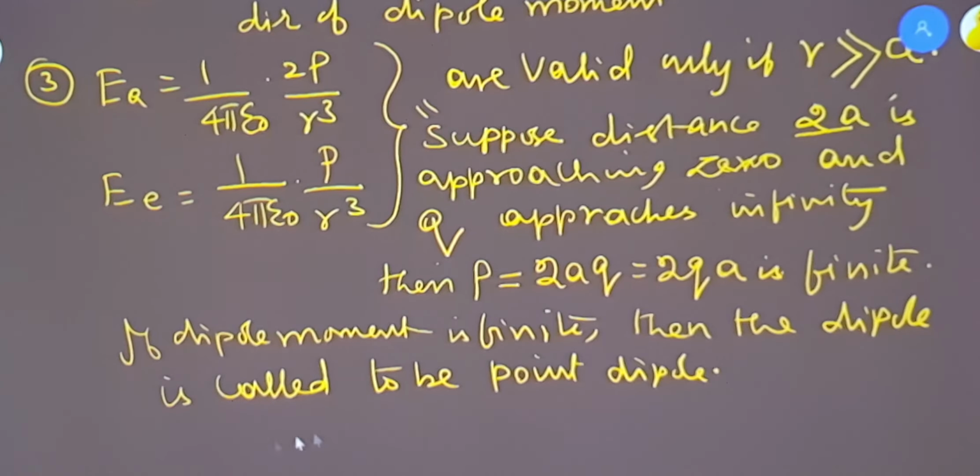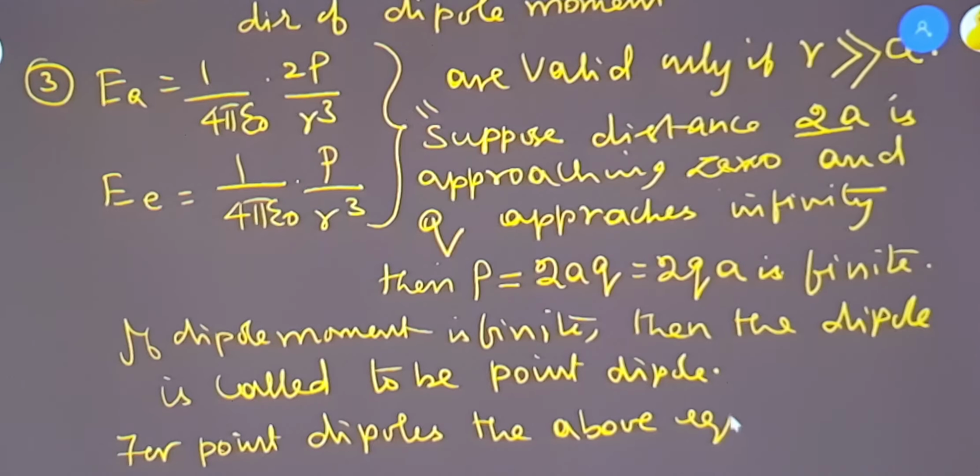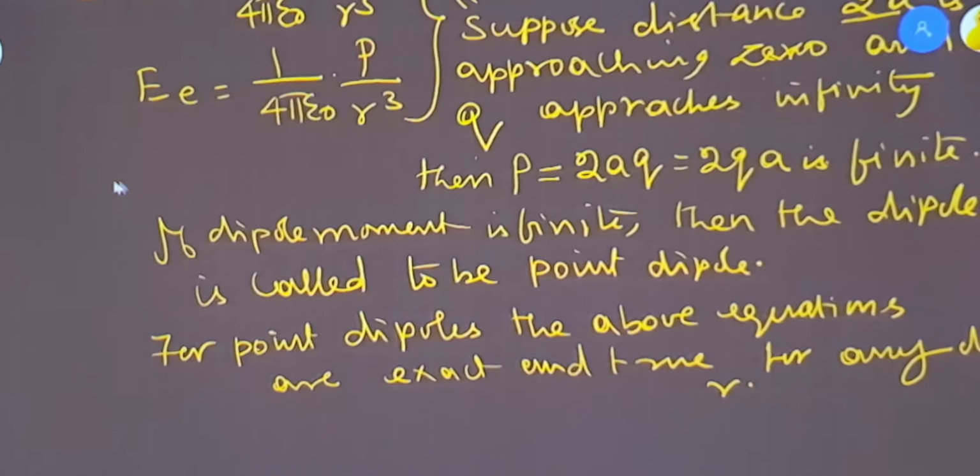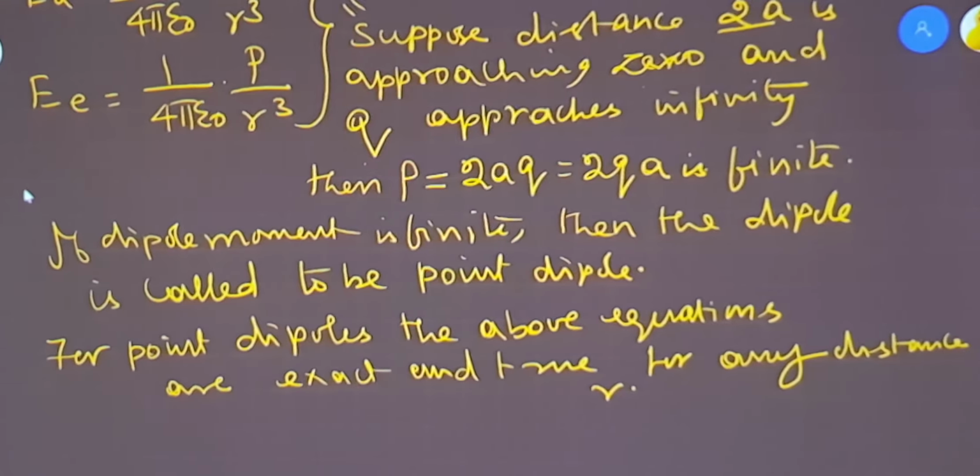Why are we saying this? For point dipoles, the above equations hold good, or we can say the above equations are exact and true for any distance r. That is what we are considering as the third inference. These three are considered to be the inferences.